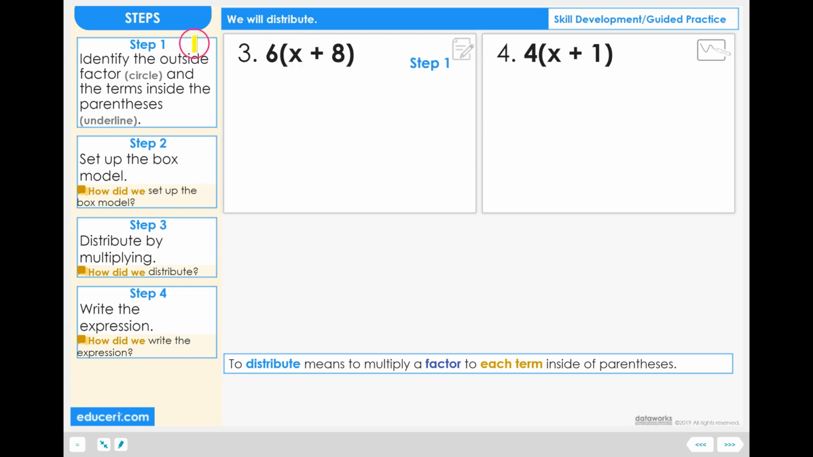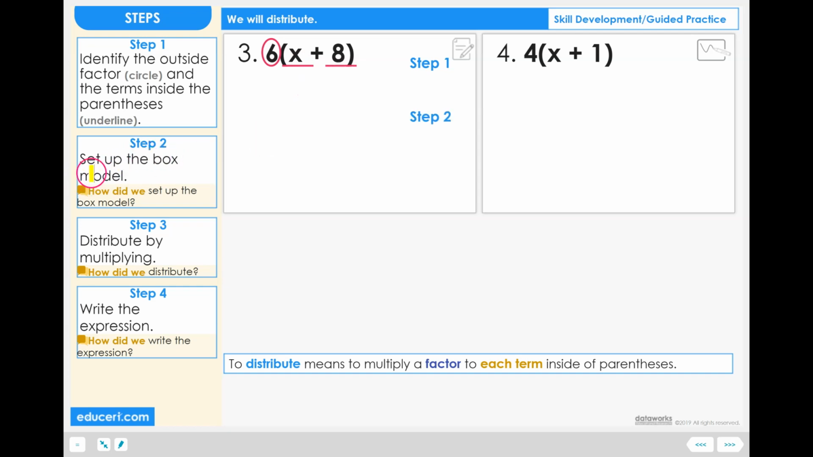Okay, let's follow the steps with step 1. Identify the outside factor, we're going to circle it, and the terms inside the parentheses, underline. So the outside factor is 6, so we will circle that, and the terms inside, x and positive 8.